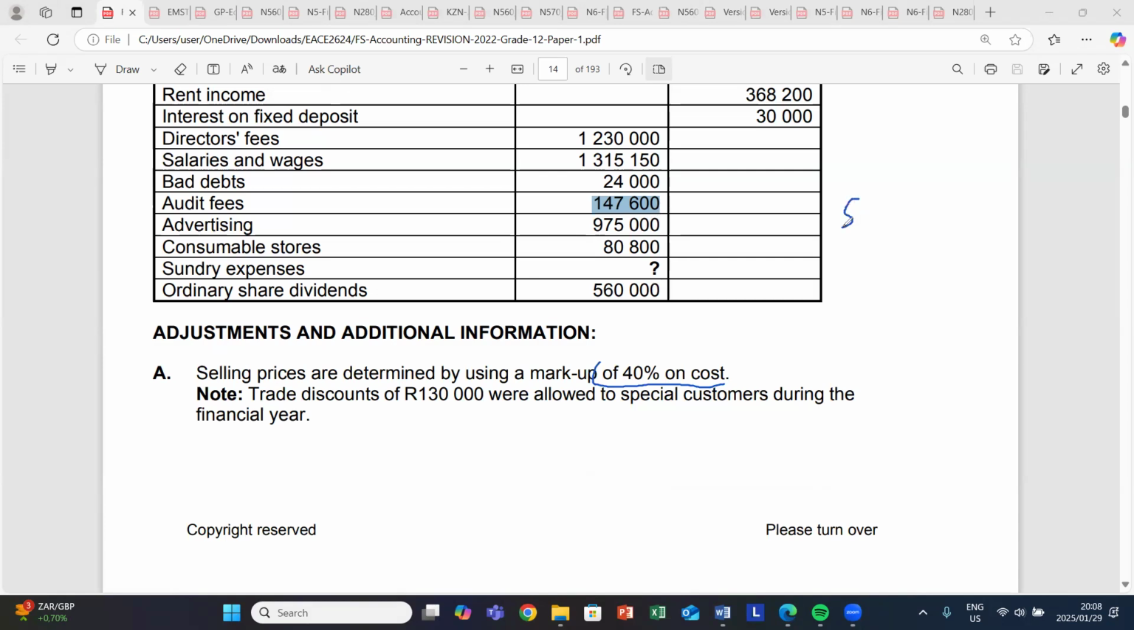You'll write sales and cost of sales. Cost of sales, we know it's 100%. And then for us to get our sales, we say 100% plus our markup of 40%. Therefore, we'll say 100 plus 40. Therefore, our sales percentage will be 140. With these percentages, we'll use them to calculate our sales because they do not provide us with our sales.